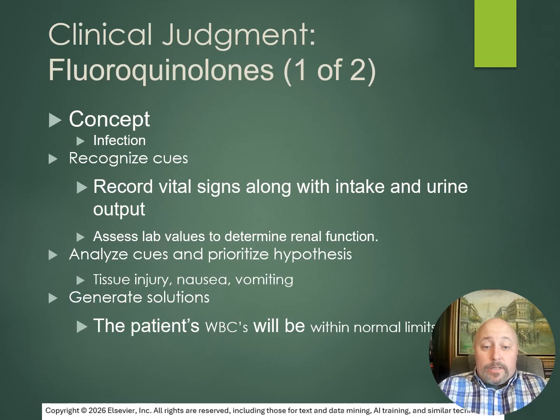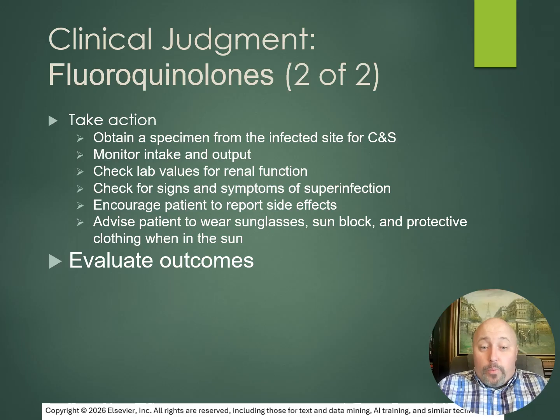When giving fluoroquinolones, we want to carefully record vital signs along with careful and accurate intake and outputs. Just like with our others, we want to obtain a specimen and send for culture and sensitivity. Checking our lab values for renal function, checking for signs and symptoms of superinfection, and encouraging the patient to report any side effects to catch them early. They should also be advised to wear sunglasses, sunblock, and protective clothing when in the sun.